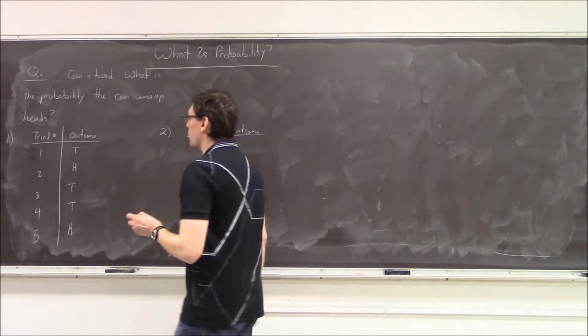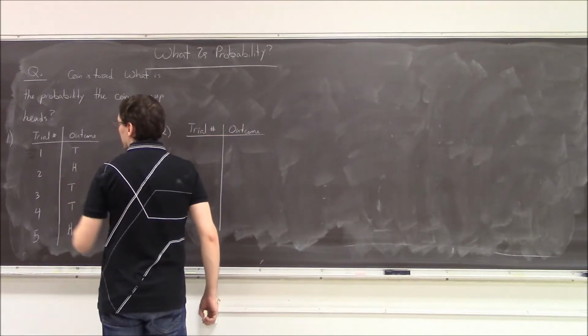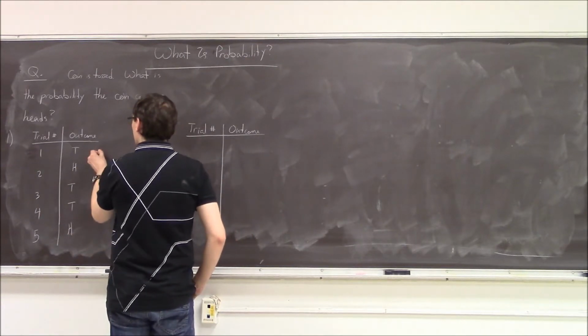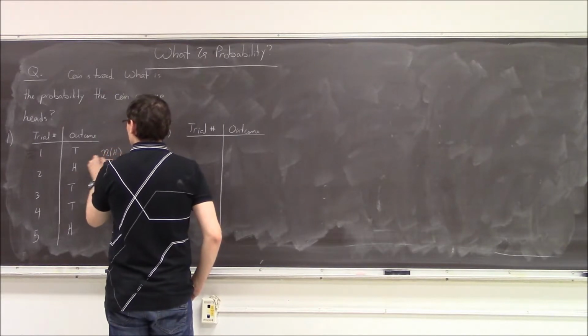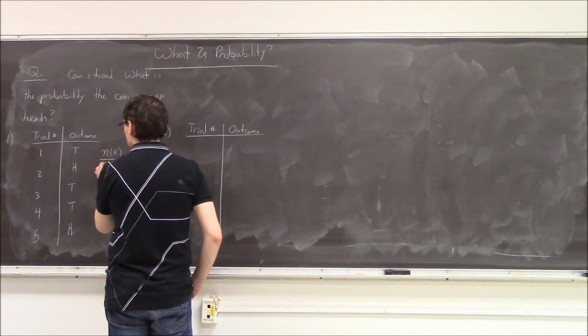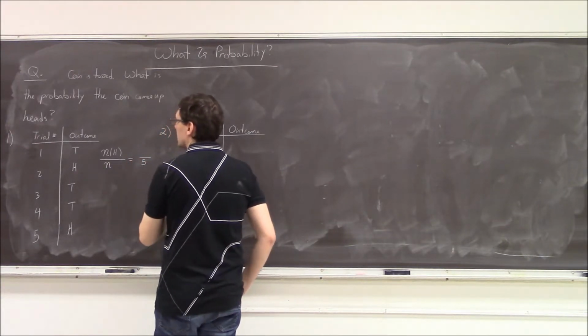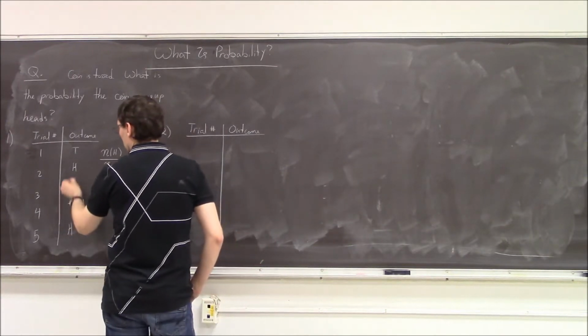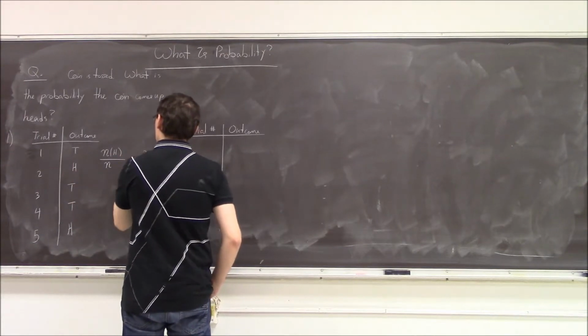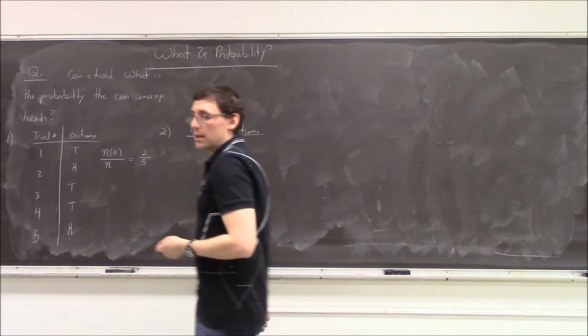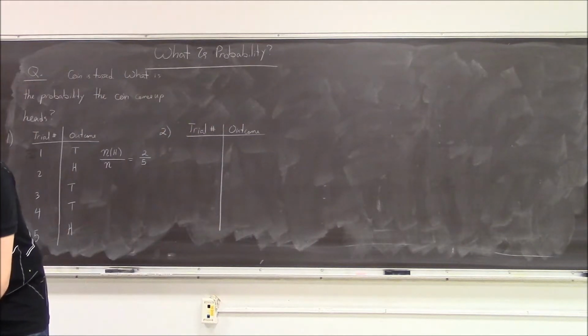Let's see what is the average number of times we got heads on this experiment. So the number of heads divided by number of trials. In this case, we had 5 trials and only 2 heads. So we got some ratio of the form 2/5. Let's try throwing the coins again.